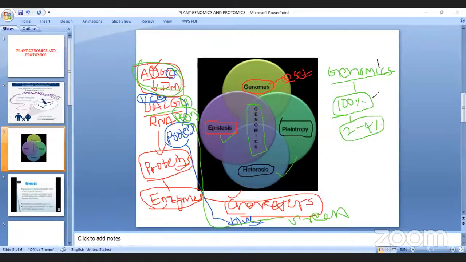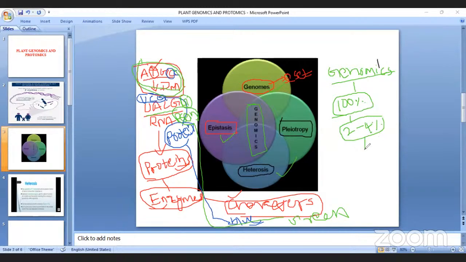What about the rest of the genes? The rest of the genes are called junk genes, meaning non-coding. The gene is present, but it does not code for any RNA or any protein. So these are called junk genes. Active genes are only 2 to 4%.